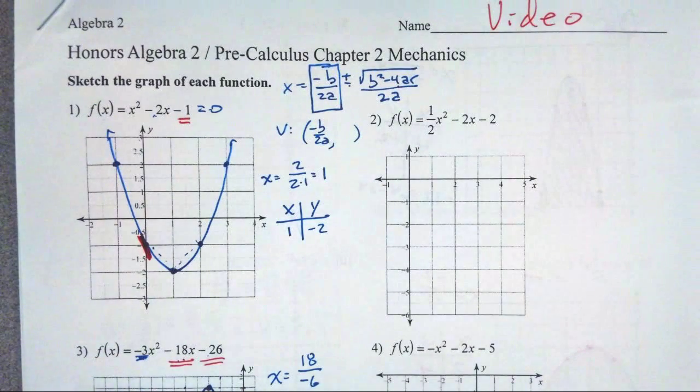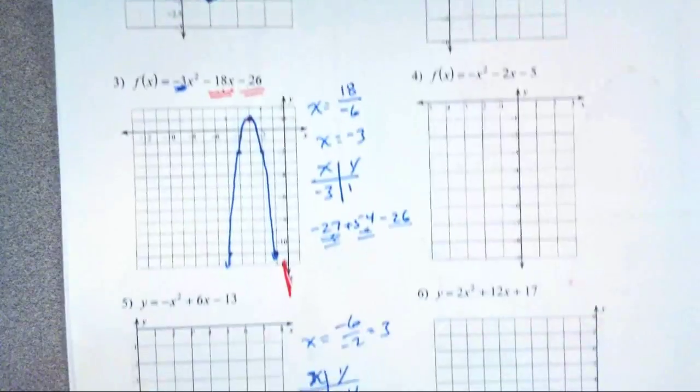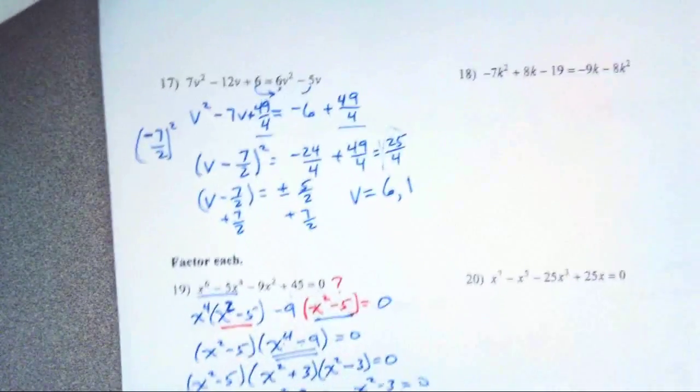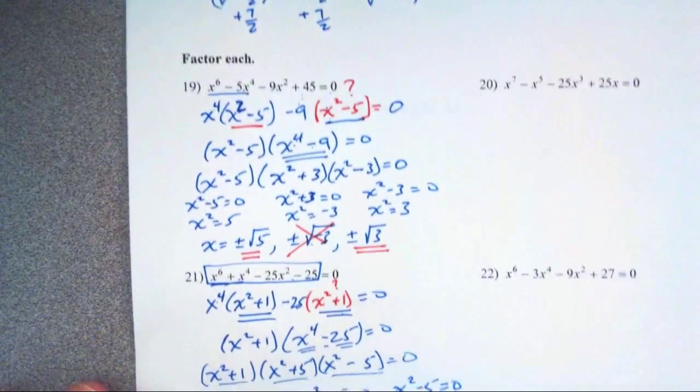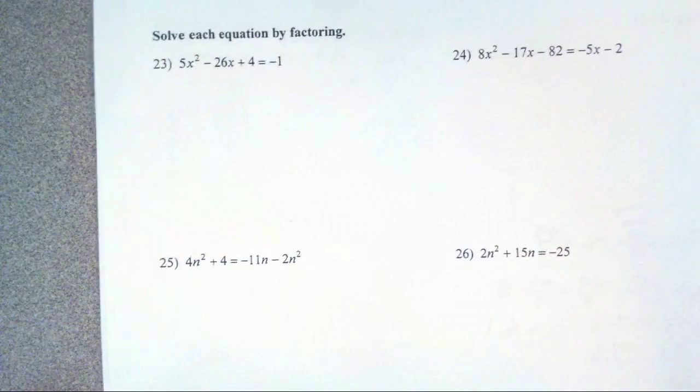Okay, we are on day 2 of our chapter 2 mechanical reviews. Yesterday we got through graphing parabolas and a couple more parabolas, and then we were solving by completing the square. We got into some factoring, which is, we were really solving by factoring, and we're going to pick it up with some more solving equations by factoring.